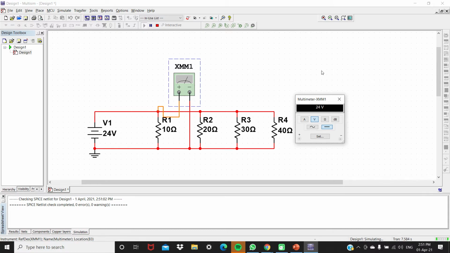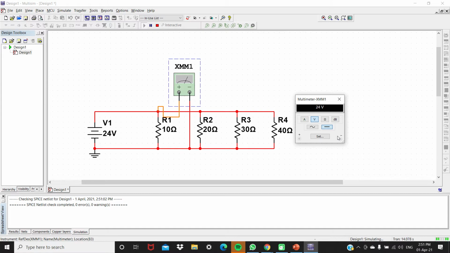Okay, so I think I don't need to go through the rest until R4. It's going to be the same. It's going to be 24, 24, 24, 24 across, because that is how we measure voltage. We measure across the voltage source. Okay, now let's look at current. Okay, how do we measure current?